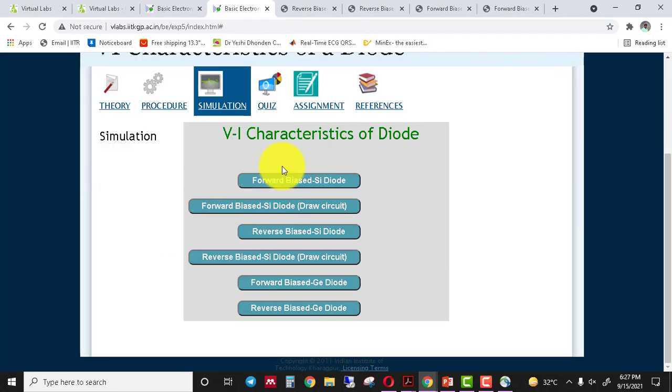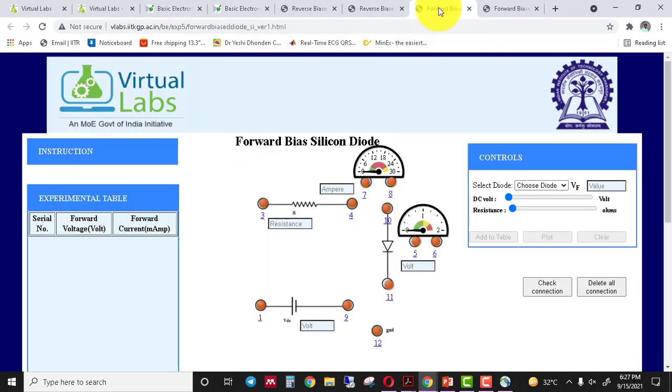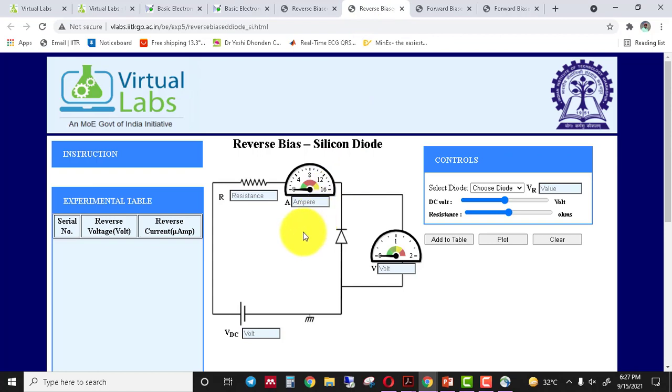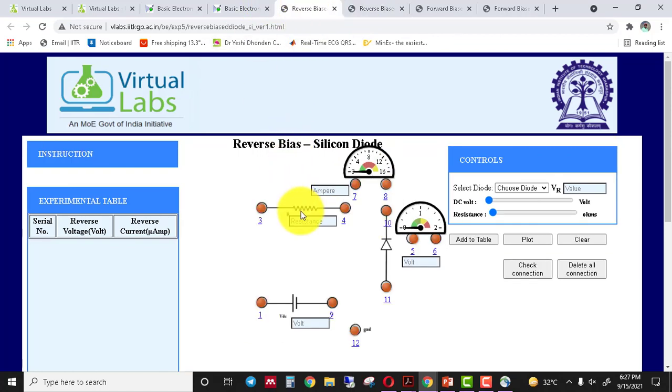Here we have 6 simulators. The first one is the forward bias of silicon diode, and the other is the forward bias silicon diode draw circuit. The function of both simulators is the same, but in the first simulator the circuit is already designed, while in the second you first have to make a circuit and then perform the experiment. Similarly, we have 2 simulators for reverse bias silicon diode, and reverse bias silicon diode draw circuit. So in the reverse bias condition 2 simulators are also available. In the first the circuit is already available, but in the second you have to first make the circuit before performing the experiment.